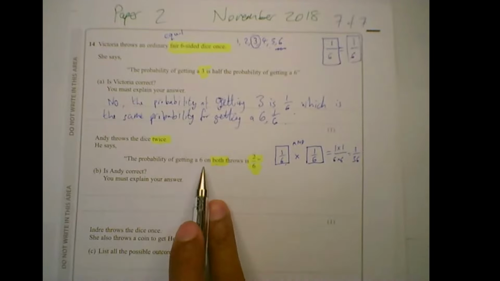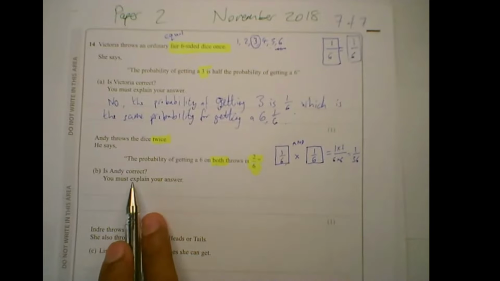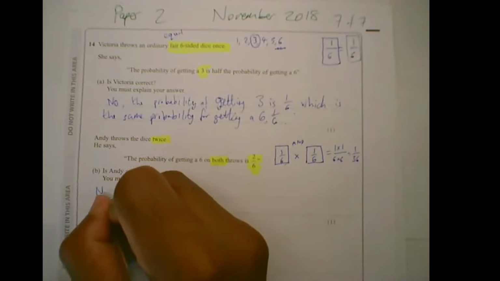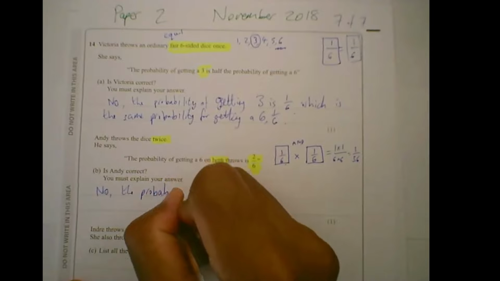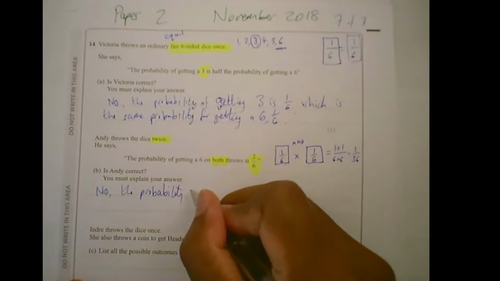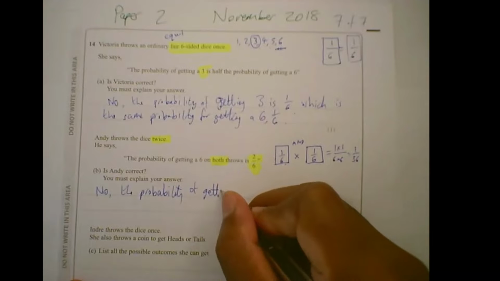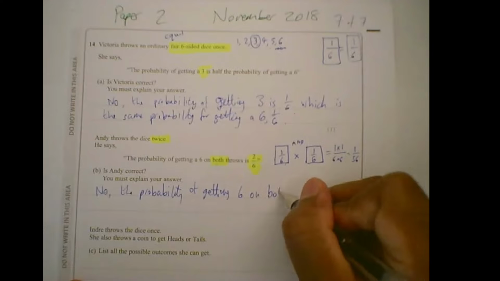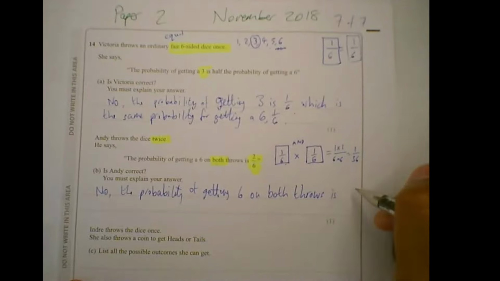The probability of getting a 6 on both throws is 2 over 6. Clearly that is not right. Is Andy correct? So the answer is no. The probability of getting 6 on both throws is 1 out of 36.